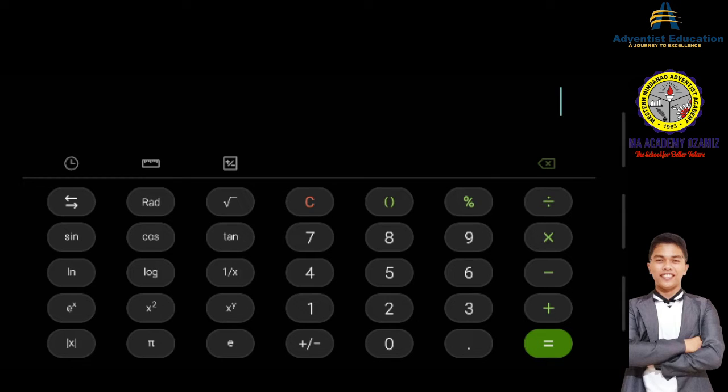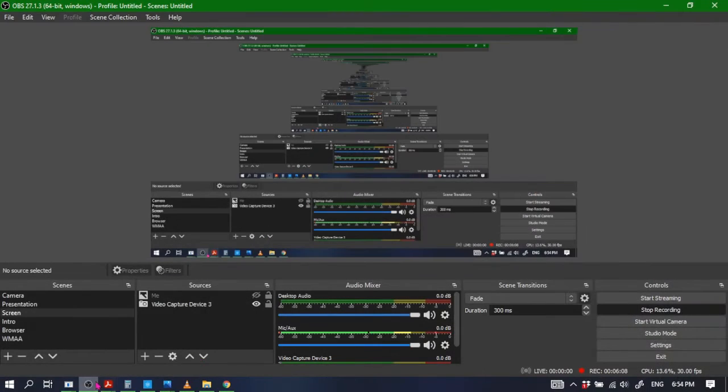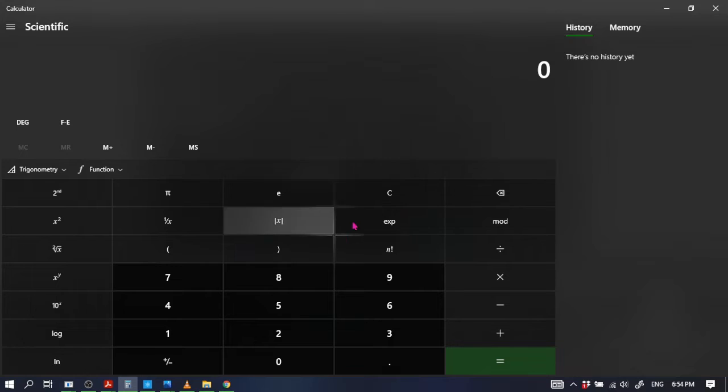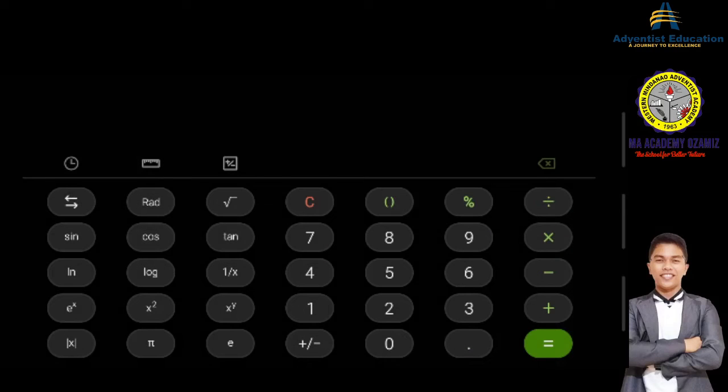Okay, I also have a scientific calculator here in my laptop. I want to delete the histories here. So this is my calculator in my laptop. Okay, so here, let's proceed to our simple conversion.